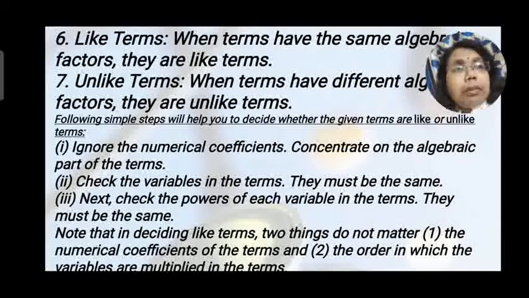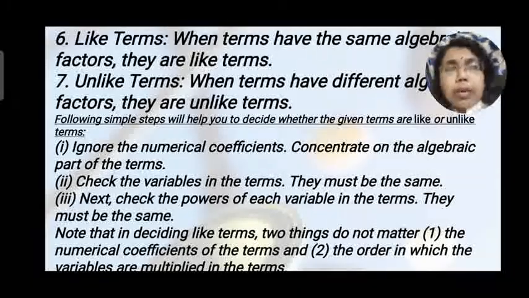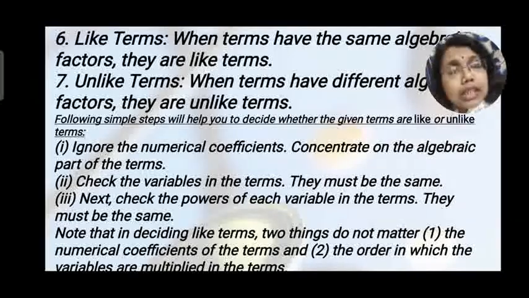The variables can be multiplied in any order. You can have yx and xy. It doesn't really make a difference because we have already studied the properties, and the properties tell us that multiplication is commutative, and since multiplication is commutative, the numbers can be multiplied in any order.